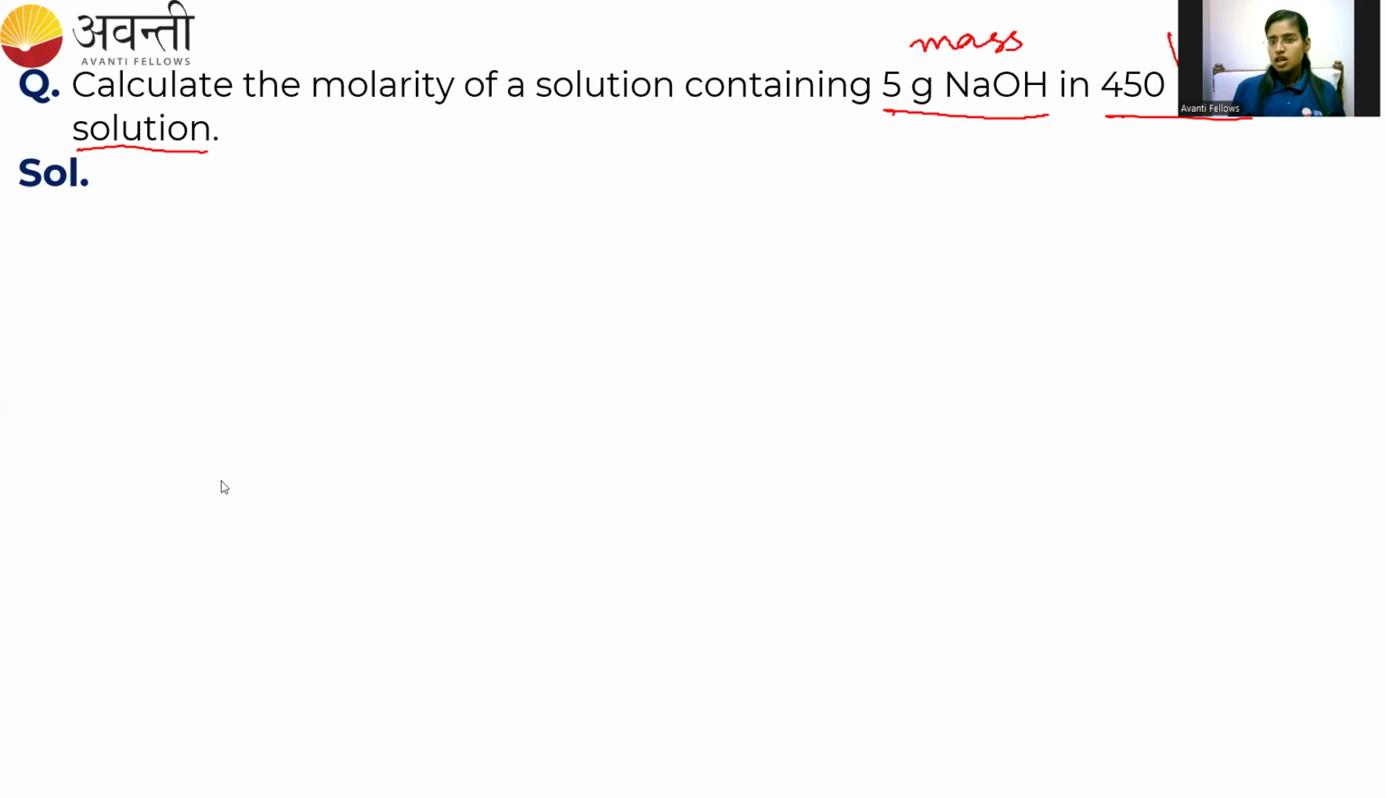Clear? Now, we are provided with only mass. We don't have moles. What we have to do? Use the number of moles formula which we have discussed, which is given mass by molar mass. So are you getting 0.27? Let me check, my dear. Okay, many of you are getting around 0.28. Great. So given mass is 5 gram.